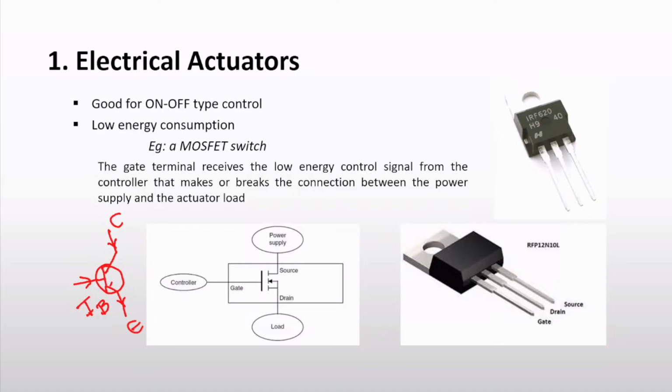So by the electrical actuators we can use it for switching motors, controlling heaters, and also driving relays. That means all forms of on-off type control signals can be controlled using the electrical actuators.